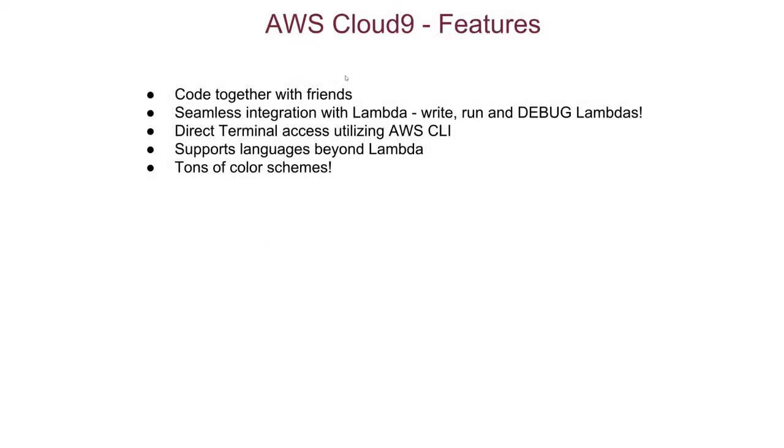AWS Cloud9 also has these additional features. So you can code together with friends. So basically you could do pair programming. It has seamless integration with Lambda. You can write, run, and actually debug Lambdas. There is no way to debug Lambdas in the Lambda console, but from Cloud9, you can do it easily. You can also deploy Lambdas quite easily from Cloud9. And then in Cloud9, you have direct terminal access utilizing the AWS CLI. And then it supports languages beyond Lambda. So it's not just for Lambda. If you are coding outside of Lambda, it is meant to be a full-fledged IDE. And of course, it has tons of color schemes.